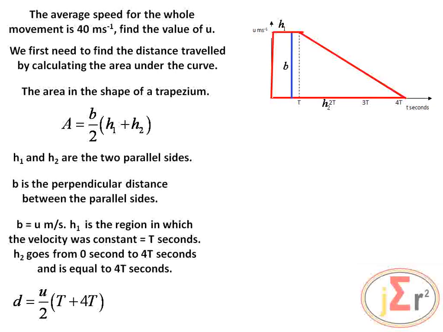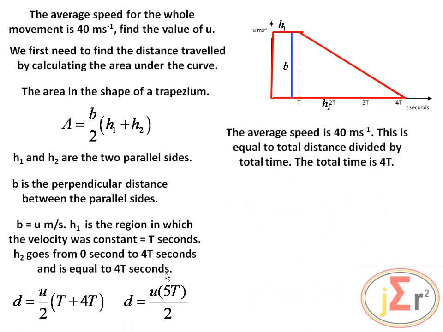So the distance is equal to u over 2 multiplied by t plus 4t. And let us simplify that. U over 2 and t plus 4t is equal to 5t. So we have 5ut divided by 2. So the average speed is 40 meters per second. This is equal to the total distance divided by the total time. The total time is 4t.